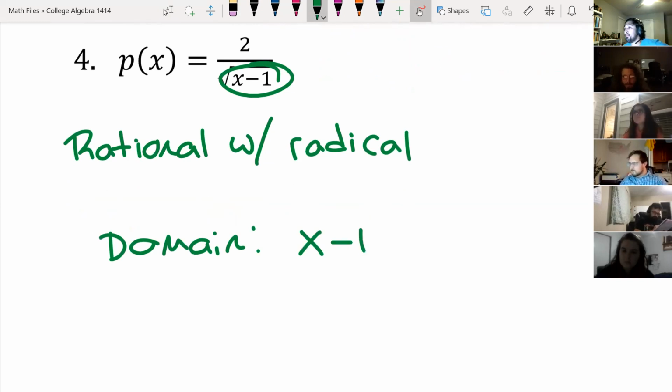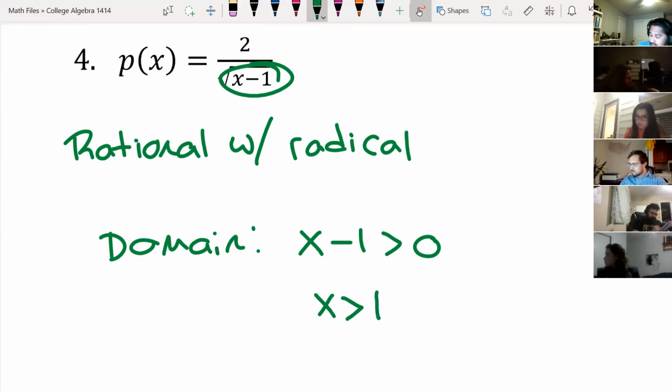And this time, can I set it greater than or equal to, or just greater than 0? Just greater than 0, because the reason we don't set it equal to is we can't have what number down there? 0. And all you have to do here is solve for x. So you'll get x is greater than 1.